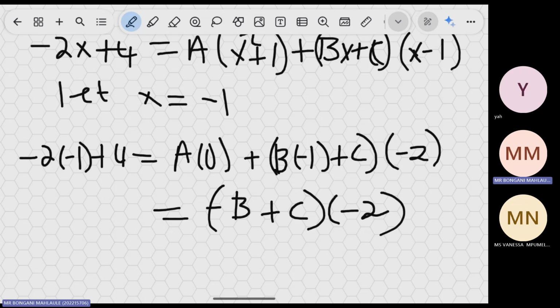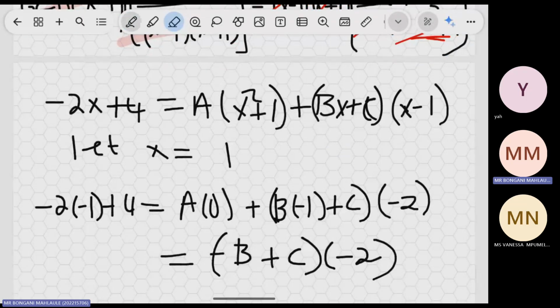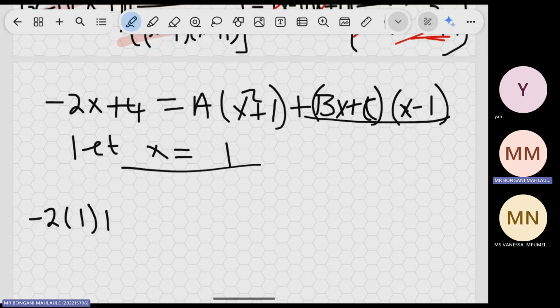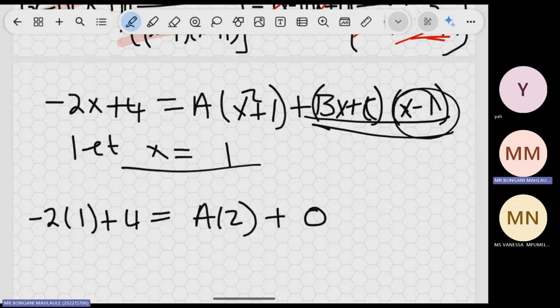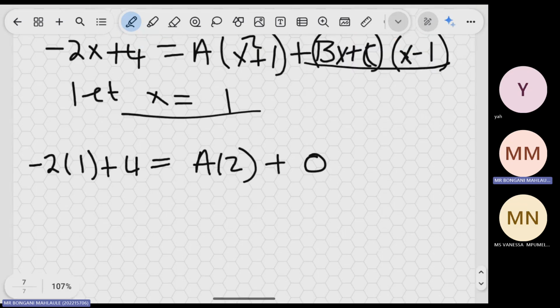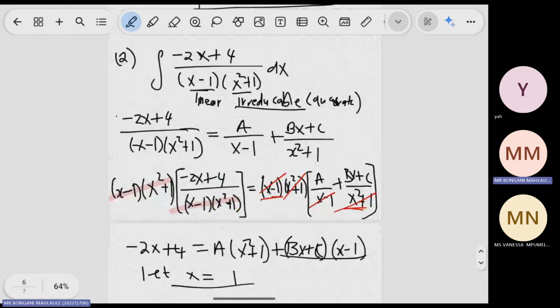Let me check something here. No, we're supposed to let x be 1, not negative 1. If we let x be 1, this part will become 0. So with whatever I'm writing here, we'll get the answer. So let our x be 1. So meaning that here we'll have this, and then 2 plus 0. I don't know if you can see, this part will become 0, right? Yeah. So now you will be left with 2a. Then negative 2 plus 4 is just 2. Then our a is equal to 1. So a is equal to 1.